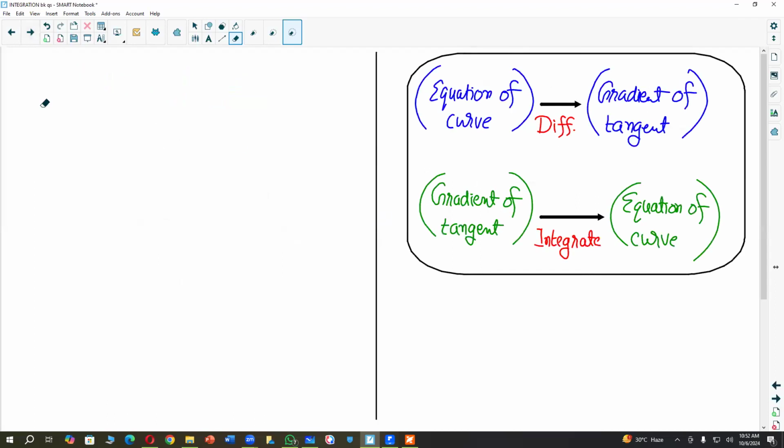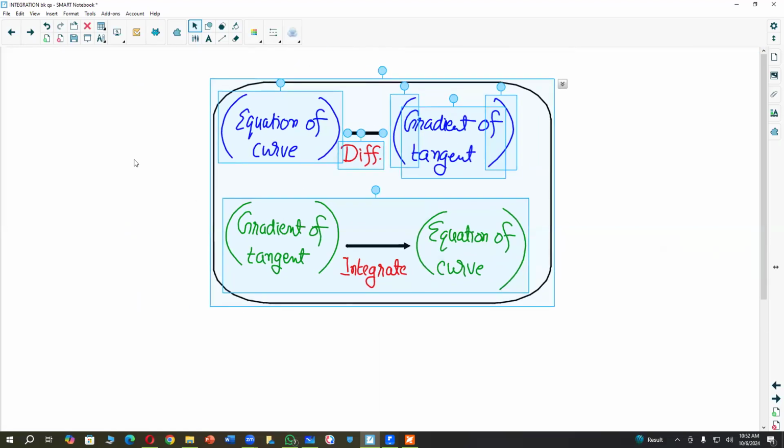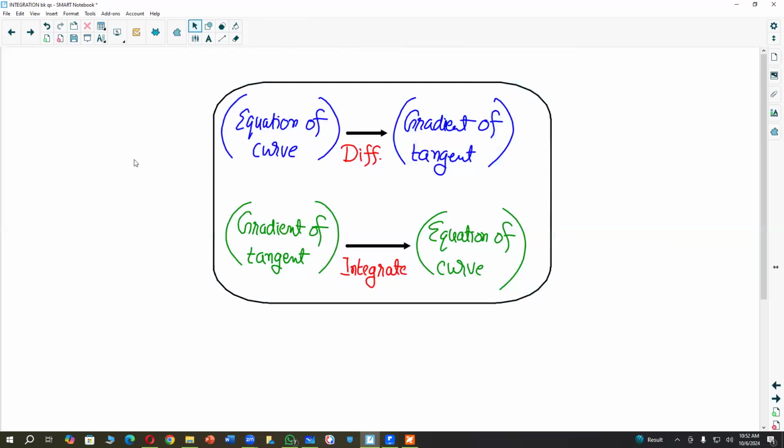So now we move to our next concept. When you differentiate the equation of a curve, you get the equation of the tangent. Integration is the reverse. So now that will be our next title. Equation of curve, when you differentiate, you get gradient of tangent. And gradient of tangent, when it is integrated, we get equation of curve. So I have to copy this, a very important concept.